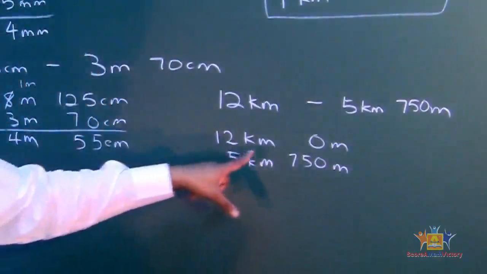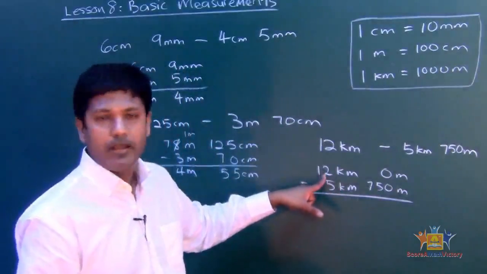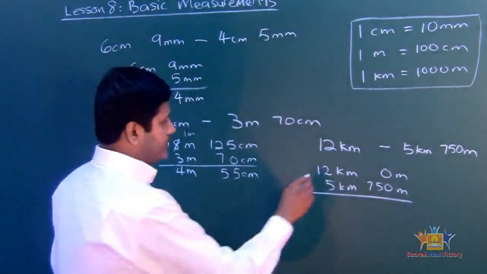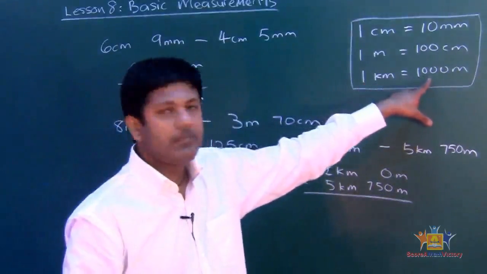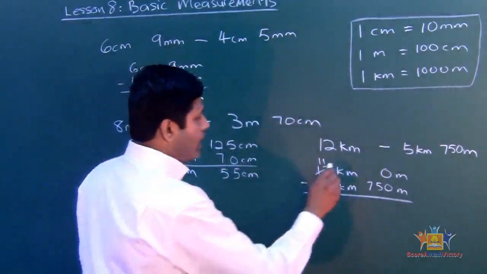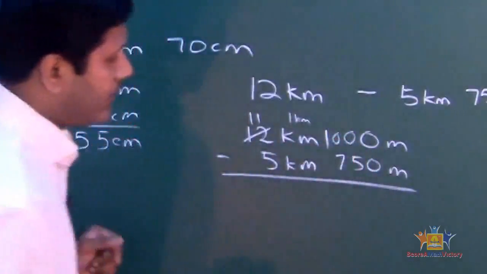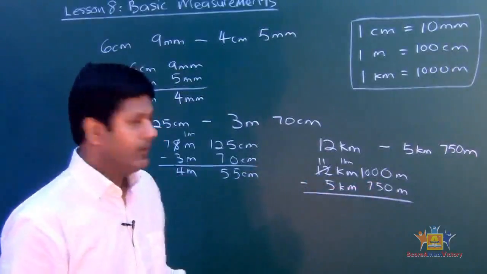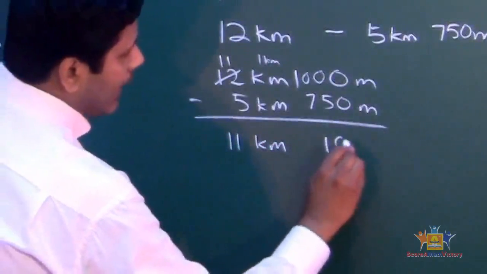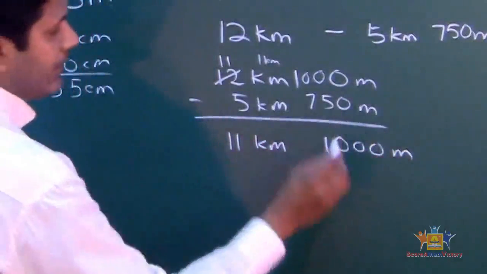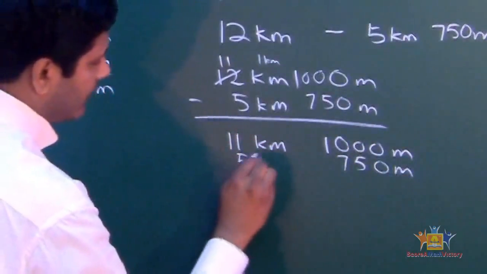Now look at this. I cannot subtract 0 with 750. I have to borrow 1 from 12. So that becomes 11 and this one becomes what? 1 kilometer equals to how many meters? 1000. So I take that 1 kilometer, I make it 1000. So that means 0, 0, 1. See that? Okay, so let's rewrite that. So in other words, it becomes 11 kilometers, 1000 meters. Now I lined it up, 750 meters and then 5 kilometers.